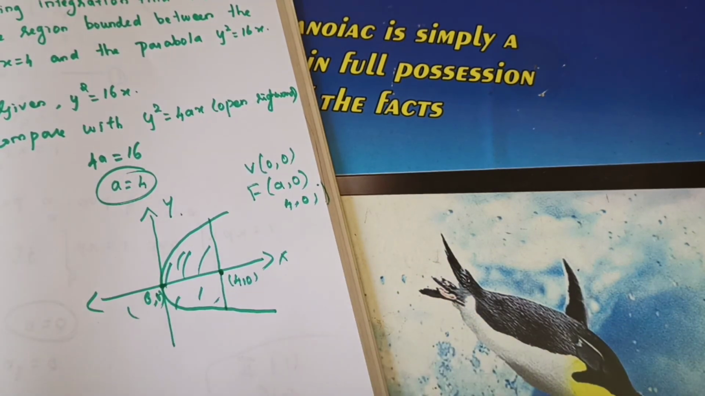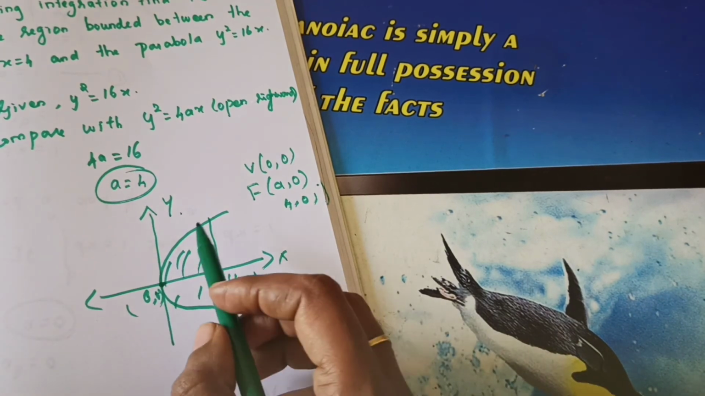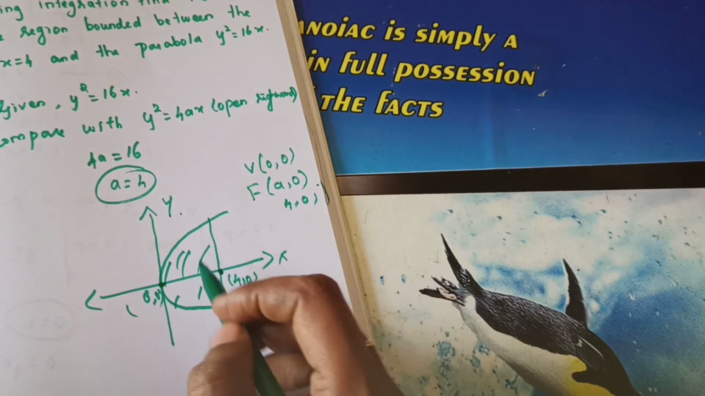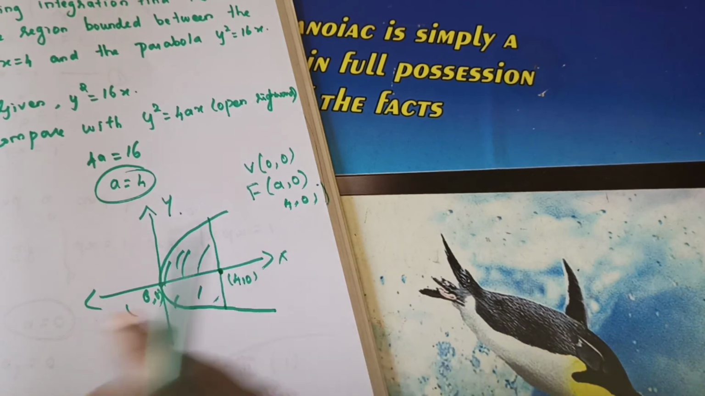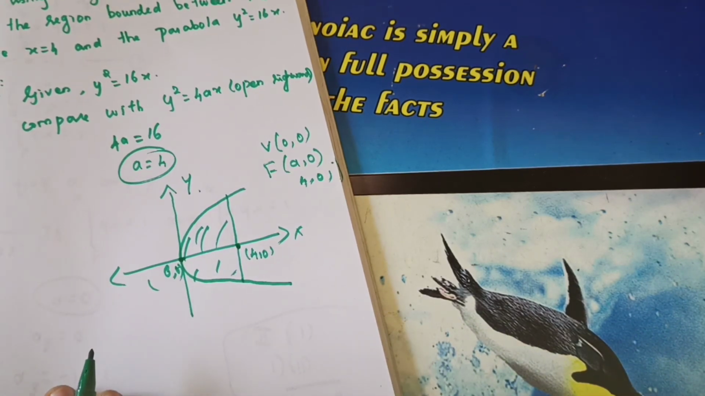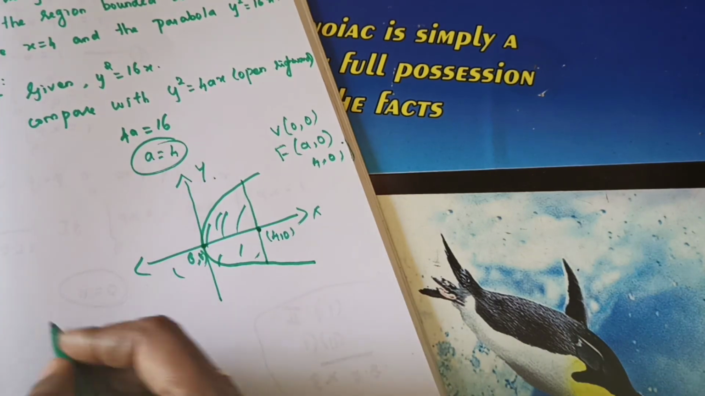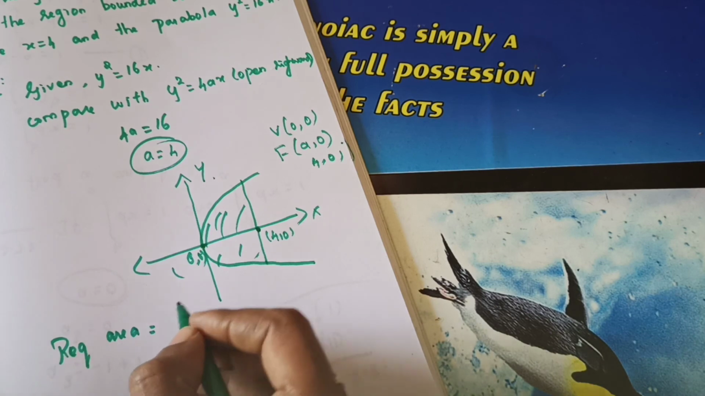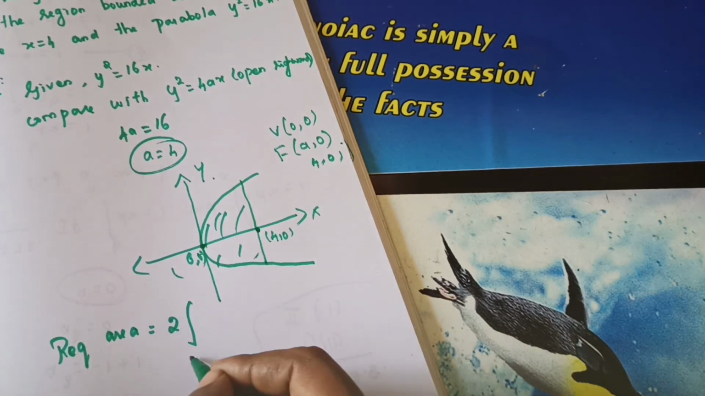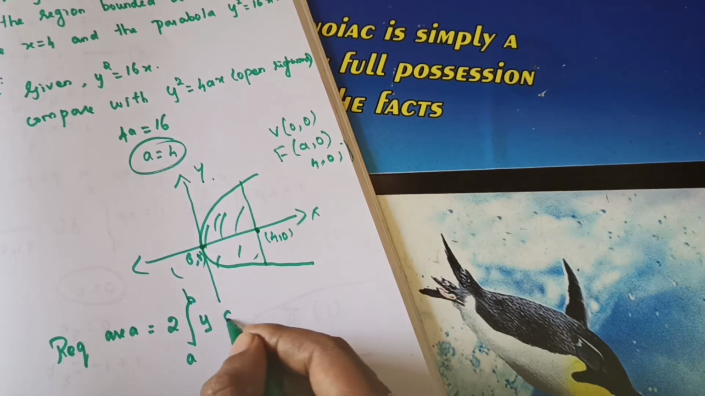Okay. So here how will you find? We already did the same model. So I said, is it right? It is symmetrical about the axis. Is it right? So 2 parts. So if you find 2 into the integral, you will get the required area. Okay. So the required area is equal to 2 into the integral of a to b of y dx.